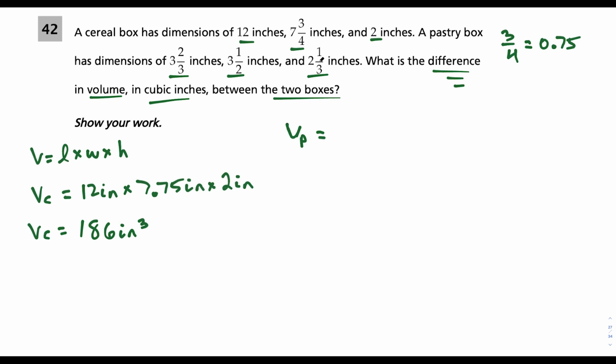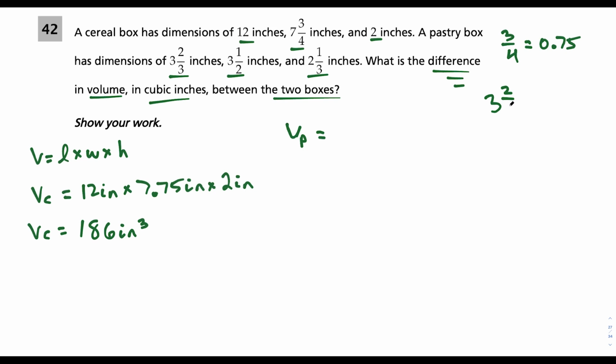Now, the little bit of annoyance to this part is this is not easy to type into a calculator. So you might want to turn this into an improper fraction. So something like 3 2/3, I could turn into an improper fraction by multiplying. So let me just make that a little bit neater.